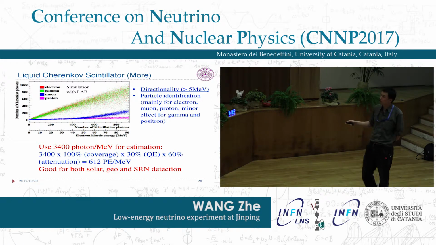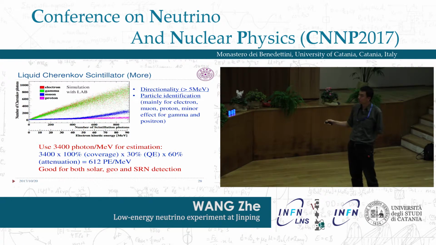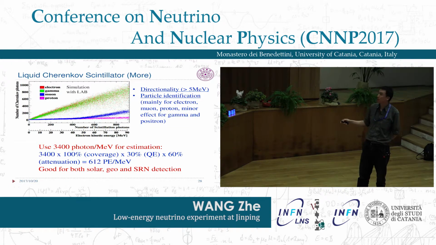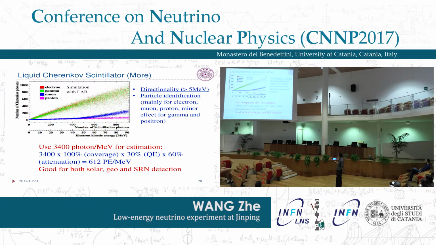Then here is a rough calculation. I pick one of the samples in the previous slide, for example, 3,400 photons per MeV, for one estimation. We can realize PMT photocathode 100% coverage, quantum efficiency 30%, and 60% for attenuation. Then we can reach about 612 PE per MeV. So this will be good for solar, geo, and supernova detections.